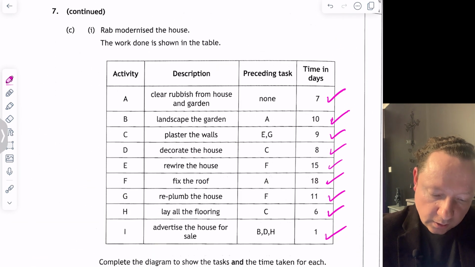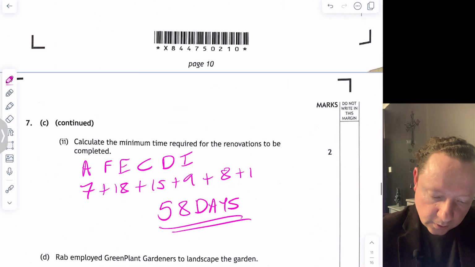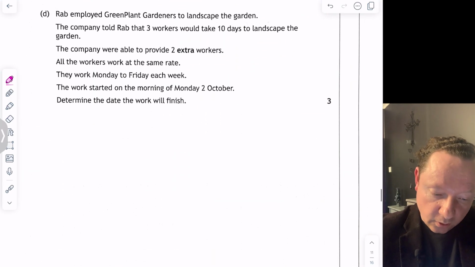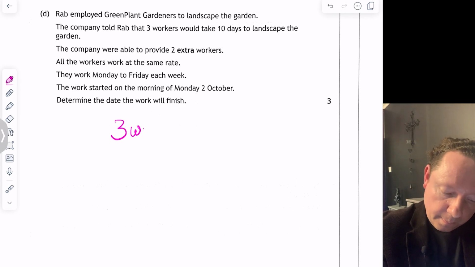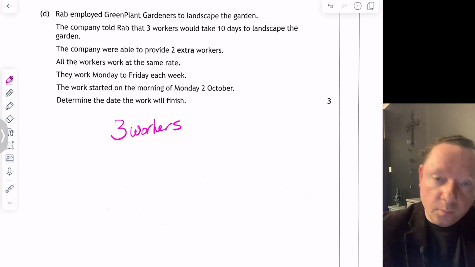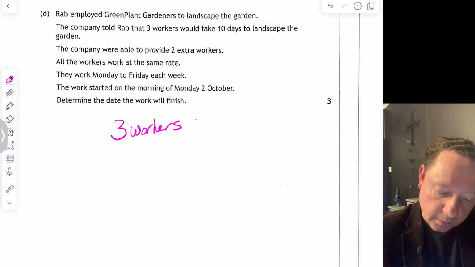Well, landscape the garden takes 10 days. It's meant to take 10 days, but that's the only bit we're doing, which is to say that 3 workers, 10 days. But we're going to provide extra workers, so it's going to take less time. So this is all about proportion. In inverse proportion, because it's work getting done.